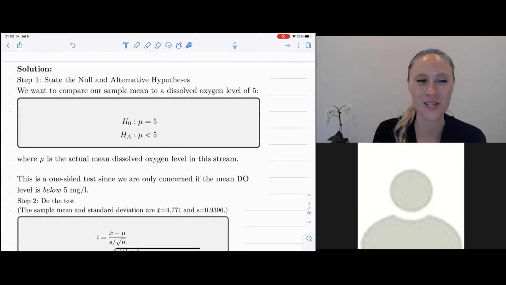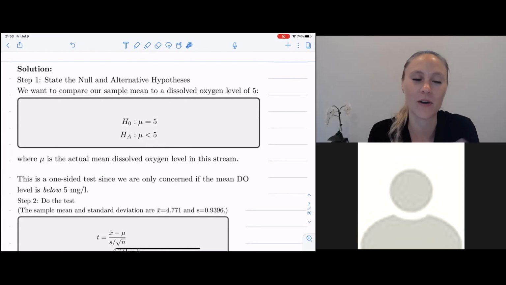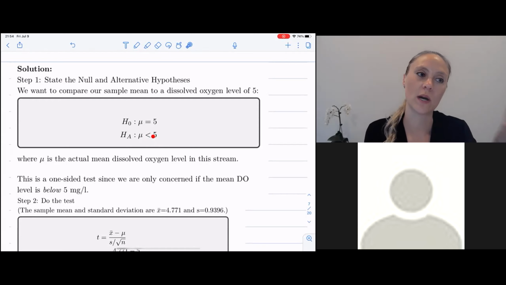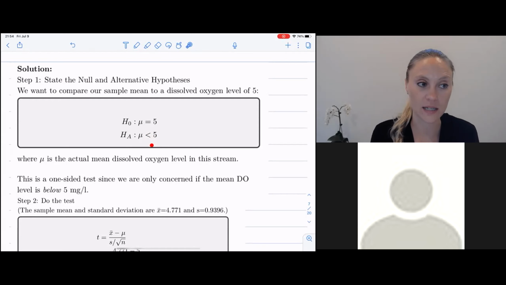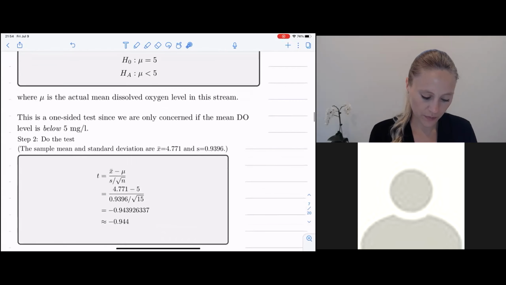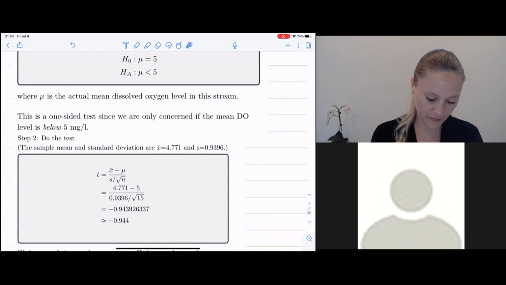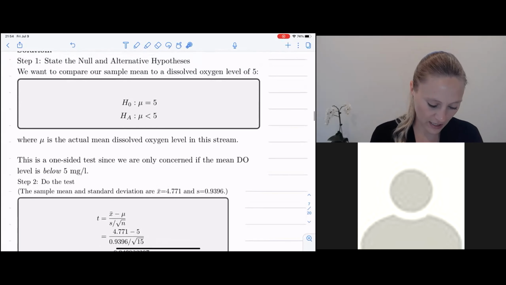It's really hard, or impossible, to use a value of 4.771 to prove that it's higher than 5. You can't do that. It would have to be above 5 to be able to prove that. But because we're only concerned with this one extreme, it's a one-sided test, right? And I have here, so mu, this mu here is the population mean for the dissolved oxygen level in the stream, right?